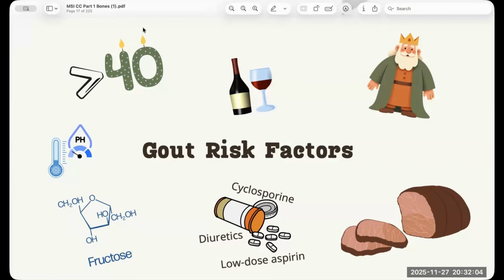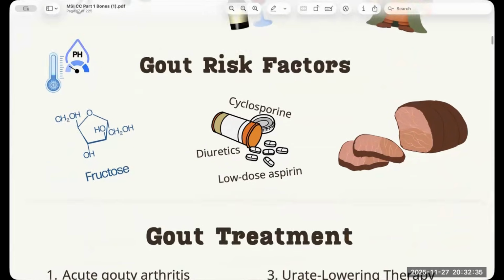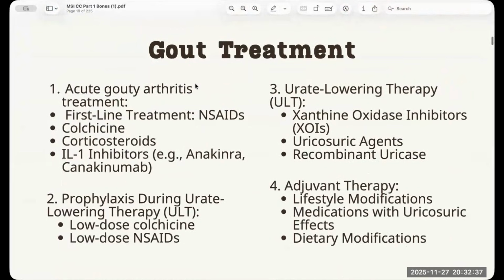All right, and of course the increase in age, so typically above 40 years old. The lower temperature and low pH environment, like in the body, causes gout. Excess fructose, and some drugs such as cyclosporin, diuretics, and low-dose aspirin. It's specifically low-dose aspirin because high-dose aspirin actually causes the opposite. So yeah, these are some risk factors. Just know them just in case.